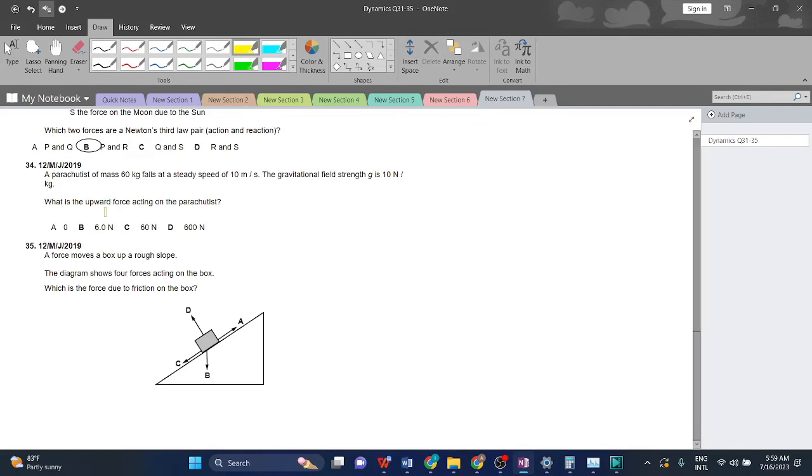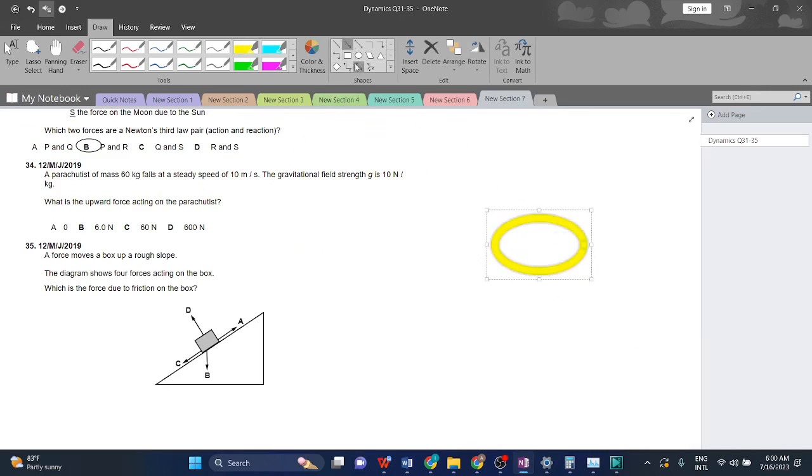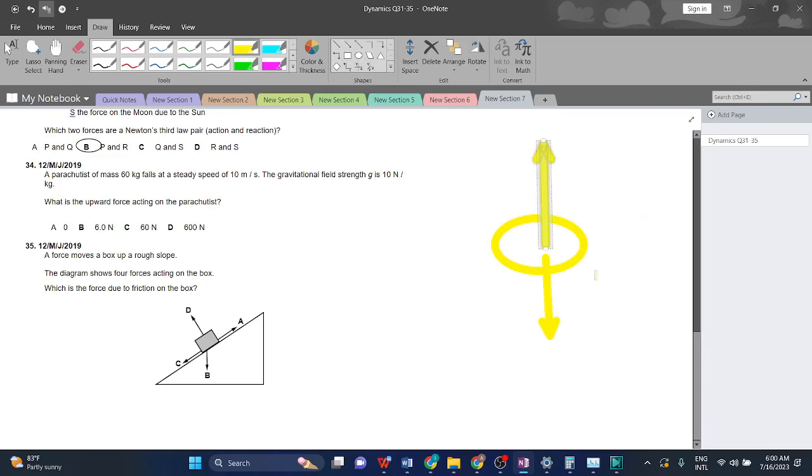Let's continue. Question 34. A parachutist of mass 60 kilograms falls at a steady speed of 10 meters per second. The gravitational field strength g is 10 newtons per kilogram. What is the upward force acting on the parachutist? When a parachutist is going at a steady speed, it implies that he has hit terminal velocity.